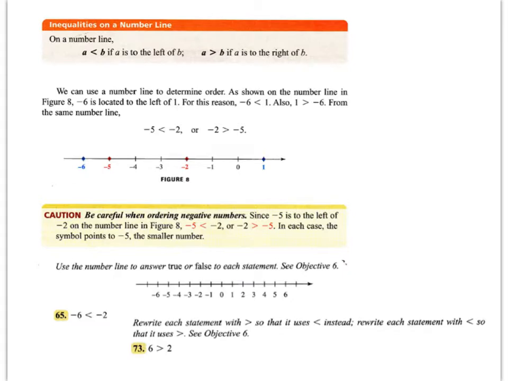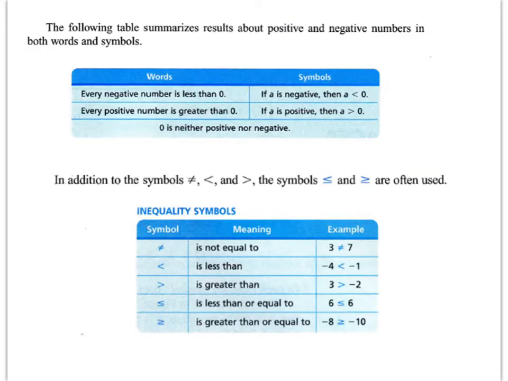Again, you may want to pause to get some more time to look this stuff over. I will just emphasize, be very careful when ordering negative numbers. It may help to think about putting those on a number line. Again, here's some good information you may want to pause so you can take in and read all of that. Again, I'll just emphasize these inequality symbols. We also have the less than or equal to and greater than or equal to.